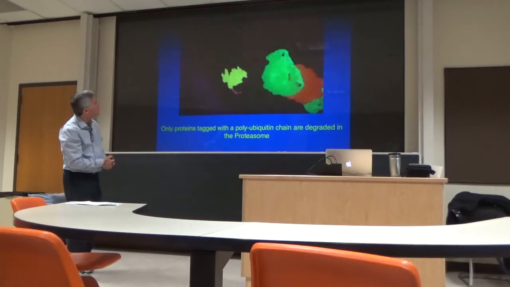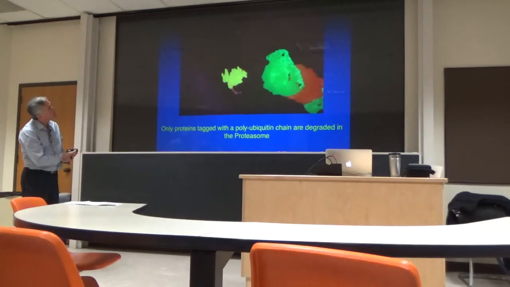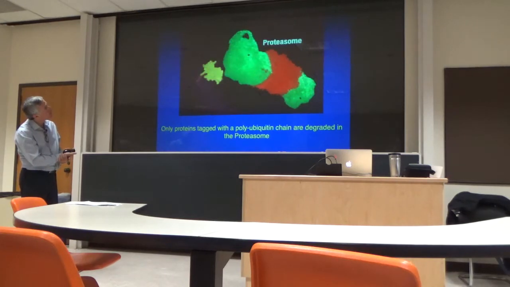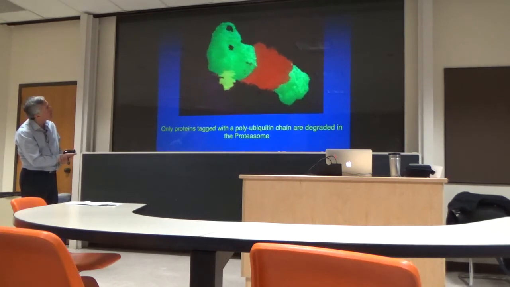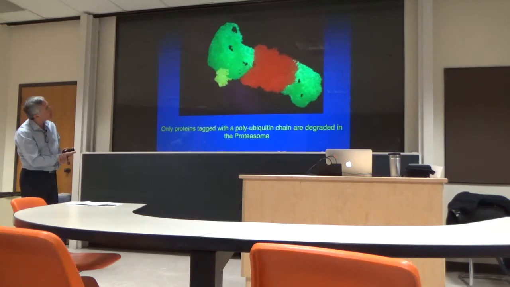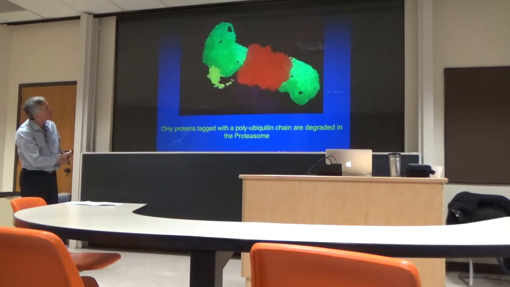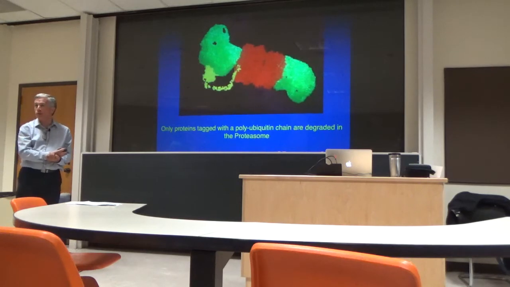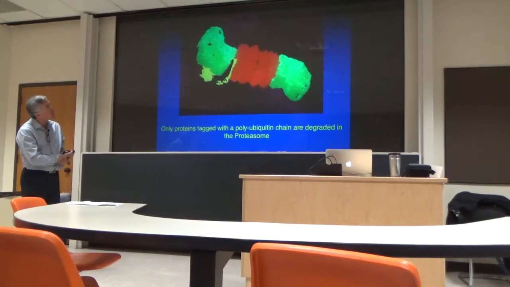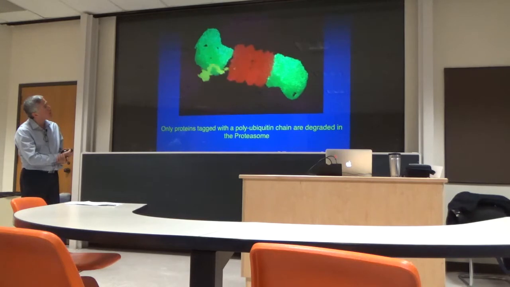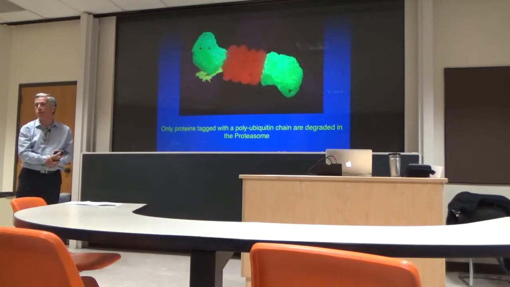And I have a movie to illustrate its function. So here's the proteasome. The red is the cylinder with the enzymes. The caps are in green, and this protein has been tagged with a polyubiquitin chain. So there it is. Recognizes the polyubiquitin chain, and it doesn't work like that, but you get the idea that it unfolds the protein, feeds it through the cylinder, and then it gets cut up into amino acids or short little peptides.